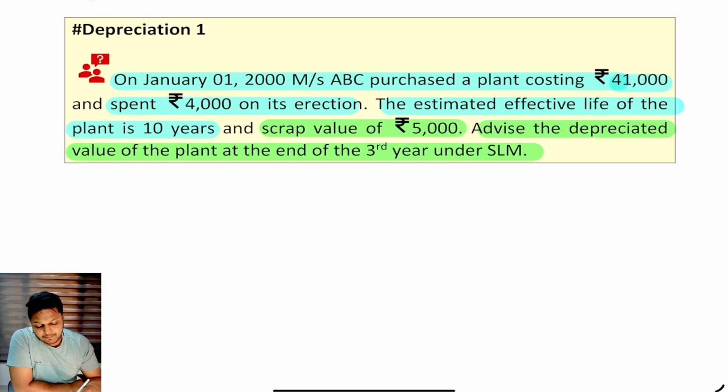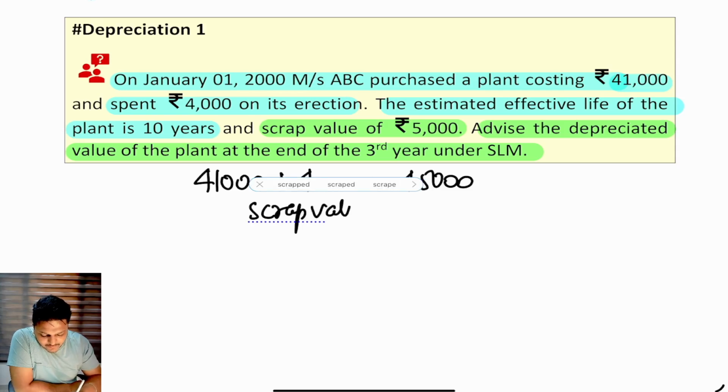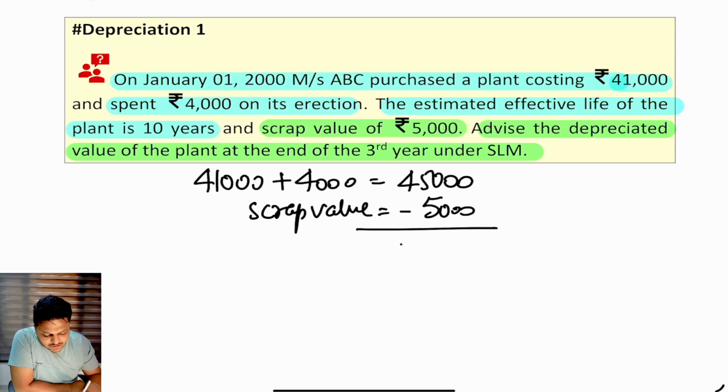The plant was purchased for 41,000, but this is not the book value. Why? Because another 4,000 rupees were spent on the erection. So the book value will be 45,000. And the depreciation is not to be charged on 45,000. Why? Because you are also provided with the scrap value, which is given to be 5,000, right? So the depreciation is to be charged on 40,000.